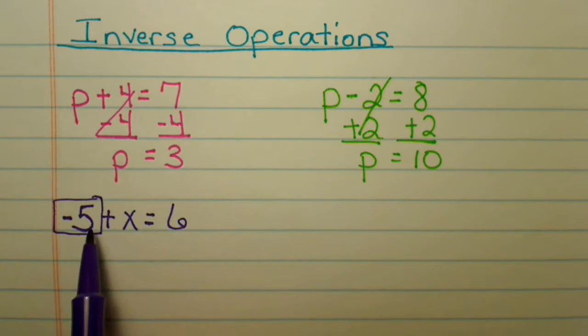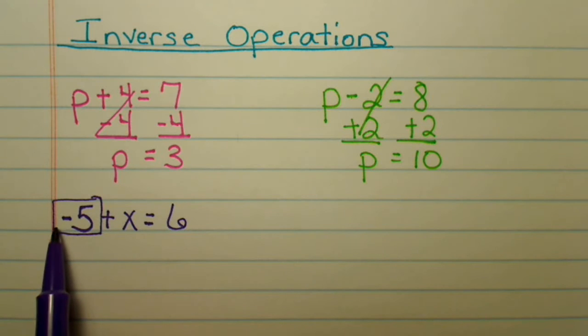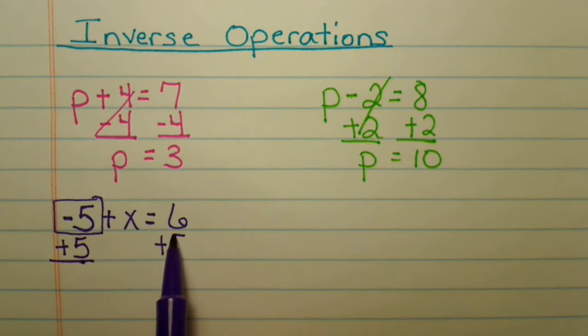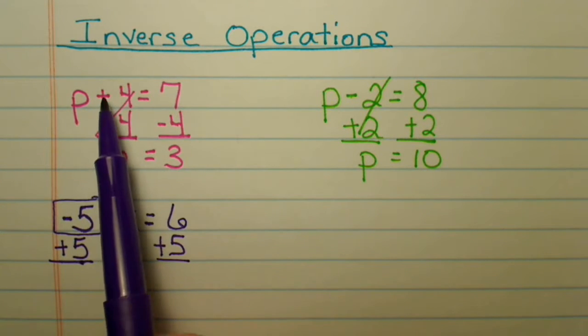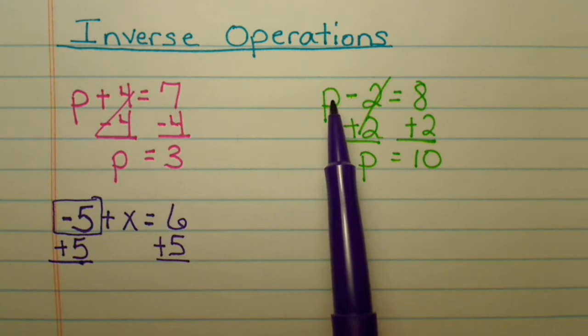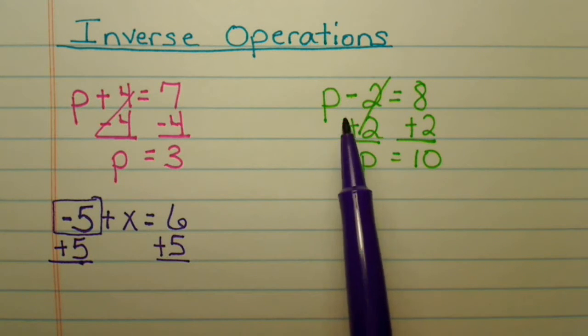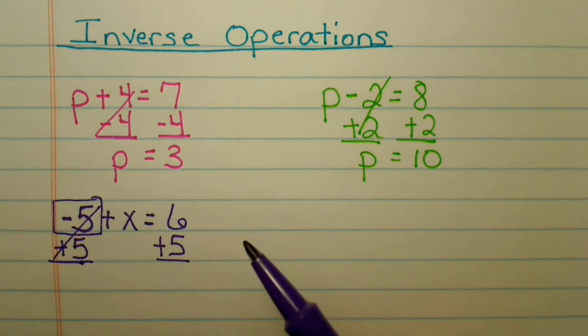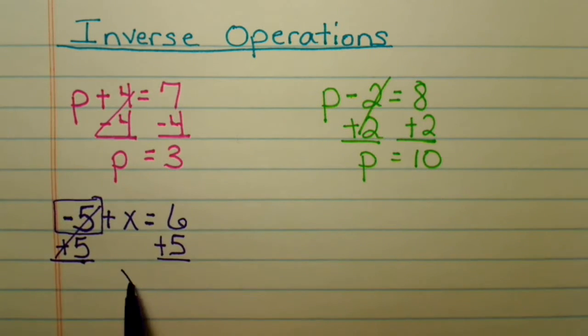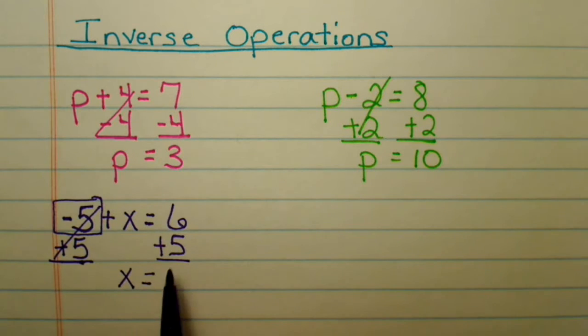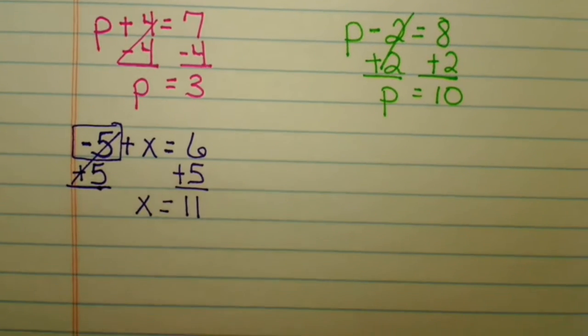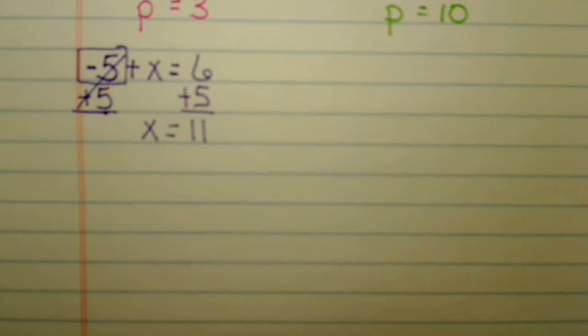So if you're going to move this, you need to do the inverse. And it's a negative, so you're going to add 5 to both sides. Because just like here, these two had the opposites, and these two had the opposites. In order to cancel, those have to have the opposites. And that leaves you with x is equal to 11. Not bad at all.